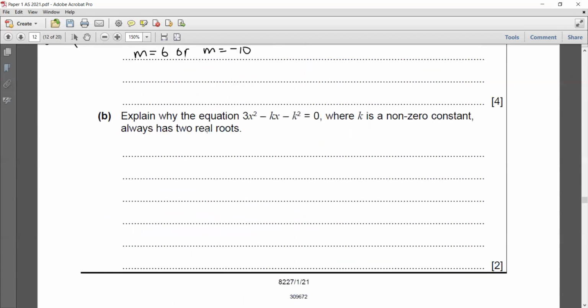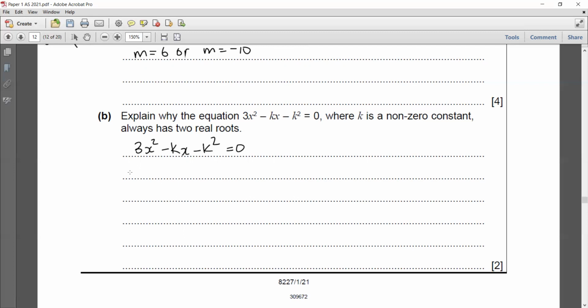Okay, B, explain why the equation 3x squared minus kx minus k squared is equal to 0, where k is a non-zero constant, always has 2 real roots. Okay, so here we have 3x squared minus kx minus k squared is equal to 0. So it has 2 real roots. Again, that has to do with the discriminant.